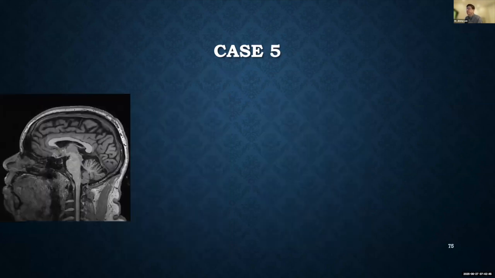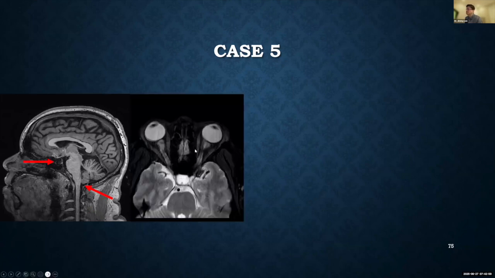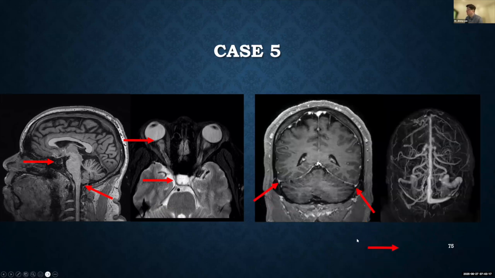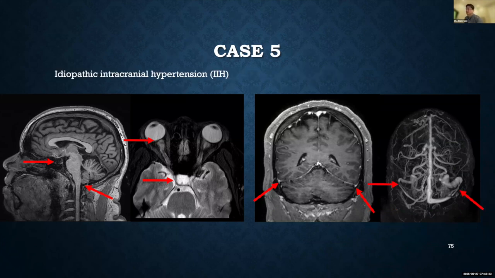Case 5. So again, cerebellar tonsils a little bit low-lying, but there's a partially empty sella. The axial T2 image of the orbits shows flattening of the posterior globes, a little bit tortuous optic nerve, and increased CSF spaces, as well as the empty sella here. On the post-contrast T1, you can see the stenosis of the transverse-sigmoid sinus junctions, and MRV confirms it as well. So this is a case of idiopathic intracranial hypertension.